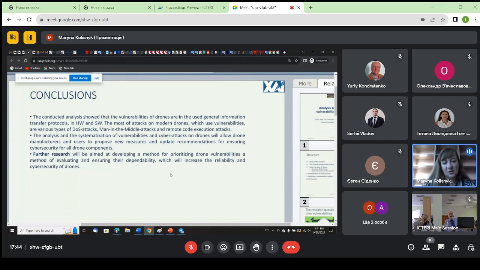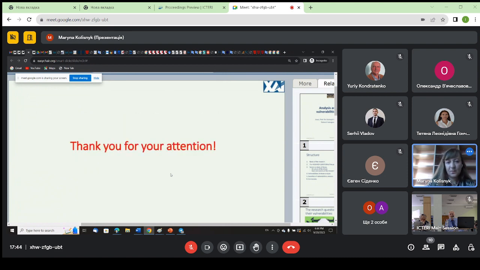The analysis and systematization of vulnerabilities and cyber attacks on drones will allow drone manufacturers and users to propose new measures and update recommendations for ensuring cybersecurity for all drone components. So, in future research, we will propose some methods for prioritization of drone vulnerabilities, and a method of evaluation and ensuring their dependability, which will increase dependability and cybersecurity of drones.